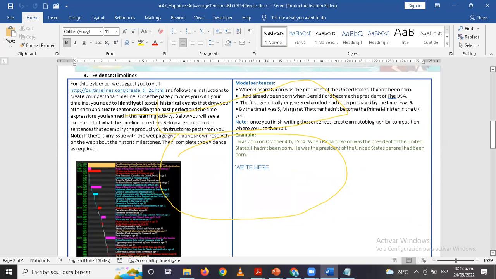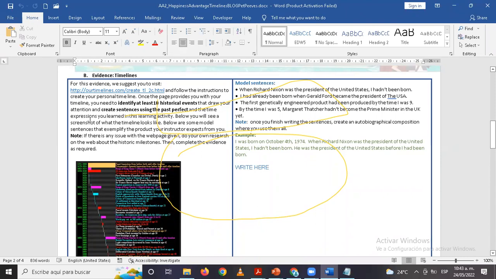In the second part of the activity, Timelines, for this evidence, we suggest you to visit our timelines.com to create your own timeline. Esta es una página donde usted puede crear su propio timeline and follow the instructions to create your personal timeline. Once the page provides you with your timeline, you need to identify at least 10 historical events and draw your attention and create sentences using the past perfect and the time expressions you learn in this learning activity.